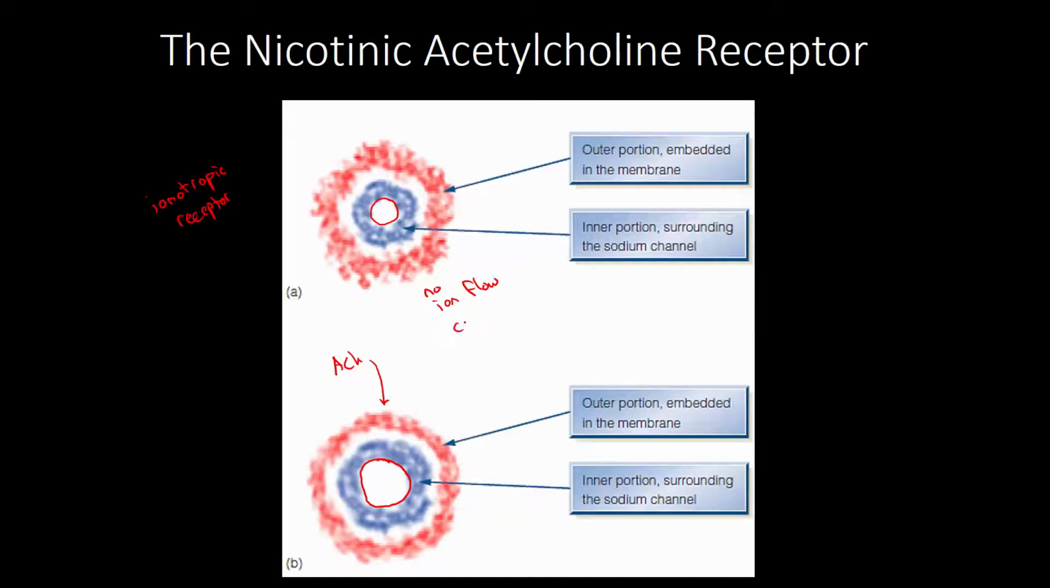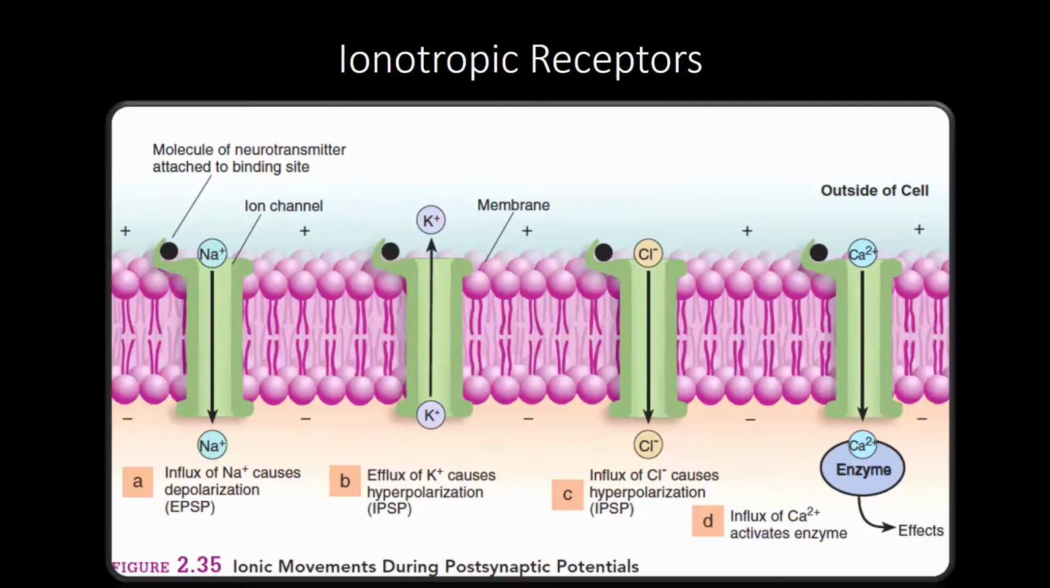Cannot. They cannot flow through. Here, ions can flow. They can go through here. Okay. Now, as it points out, this is a sodium channel. So sodium can't flow in. Acetylcholine binds, opens that up. Now sodium can fit. That's the basics of ionotropic receptors.